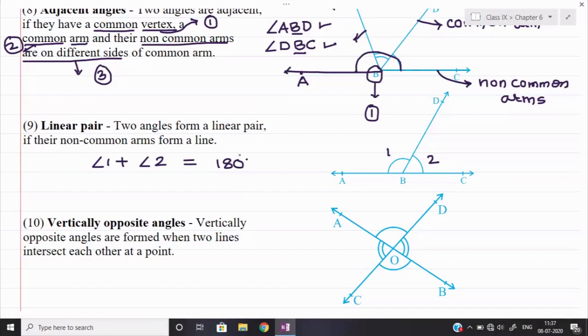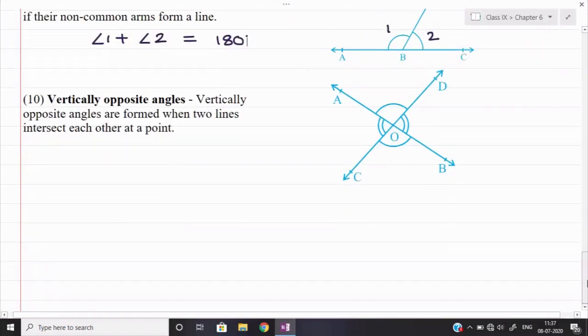And non-common arms, if they are forming a line, means we can say that they are forming a straight angle, and hence the sum of the two angles will be equal to 180 degrees. Okay, let us see the last definition. The last definition we have here is vertically opposite angles.